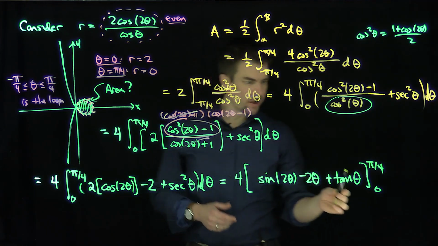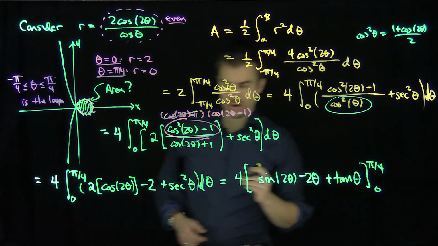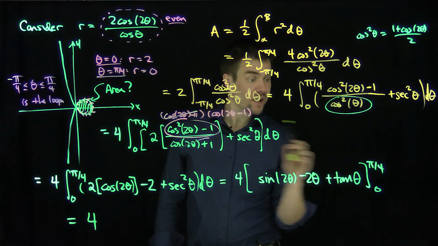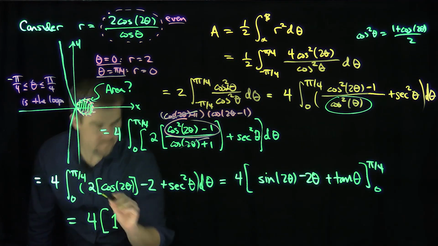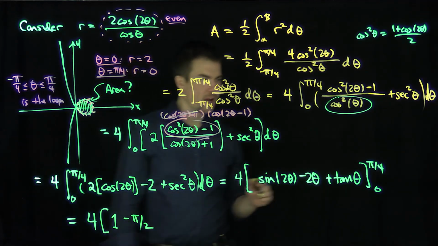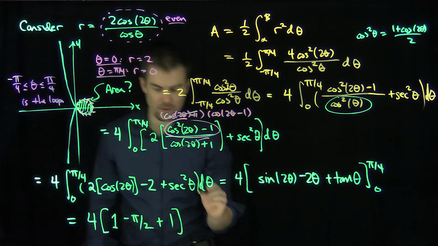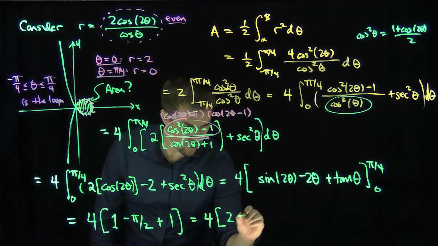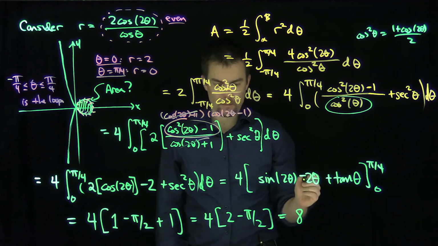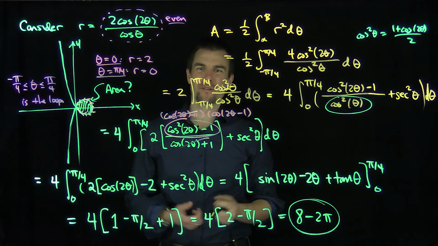Now the nice thing is when I plug in 0 to tangent, theta, or sine, I get nothing. So the bottom limit is going to be 0. So we're going to have a total of 4 times the following. The sine of 2 times pi over 4 is the sine of pi over 2, so that's going to be a 1. When I plug in pi over 4 to this negative 2 theta, I'm going to get negative pi over 2. And the tangent of pi over 4 is also equal to 1. So what we have is 4 times 2 minus pi over 2. And we can distribute this out. This is going to be 8 minus 2 pi, which is the area in that loop of this ribbon polar curve. Thank you very much.